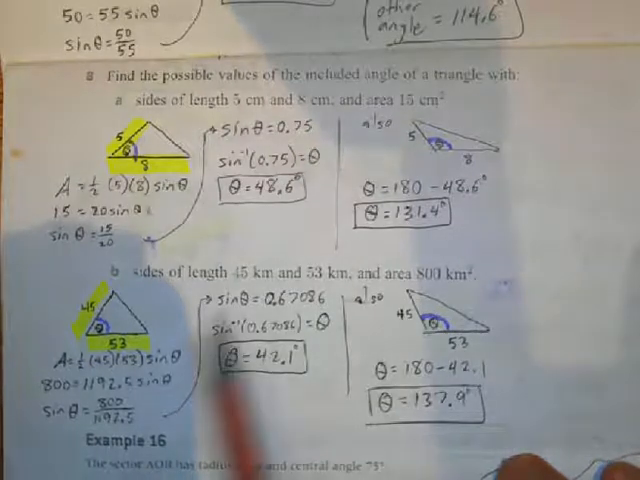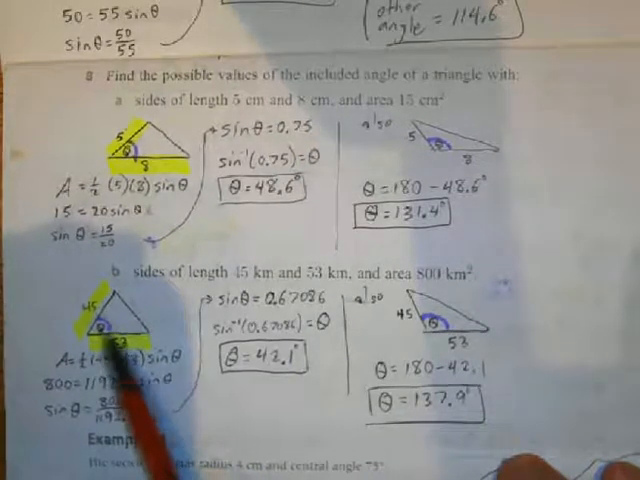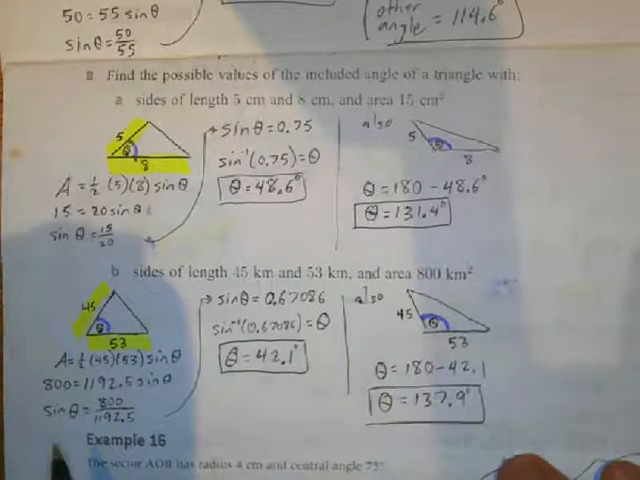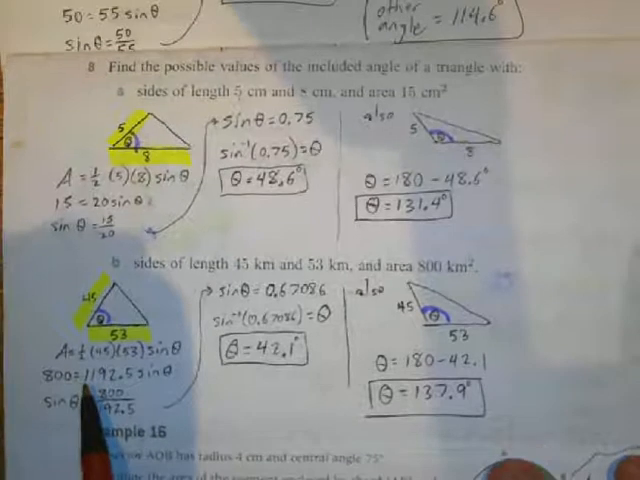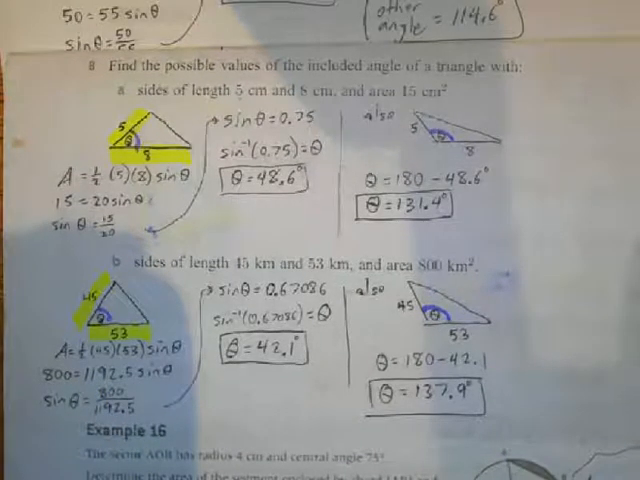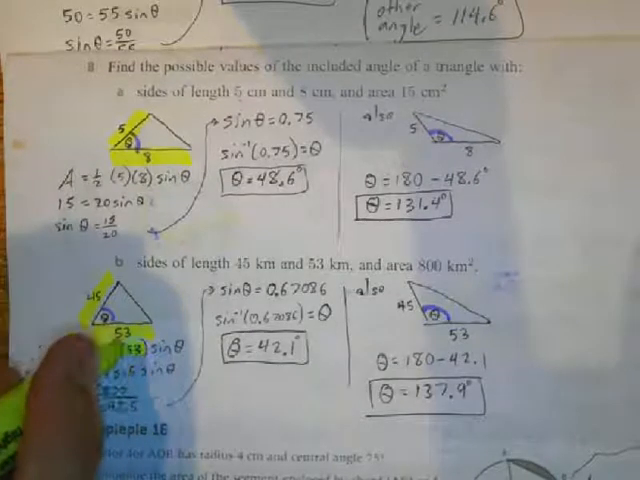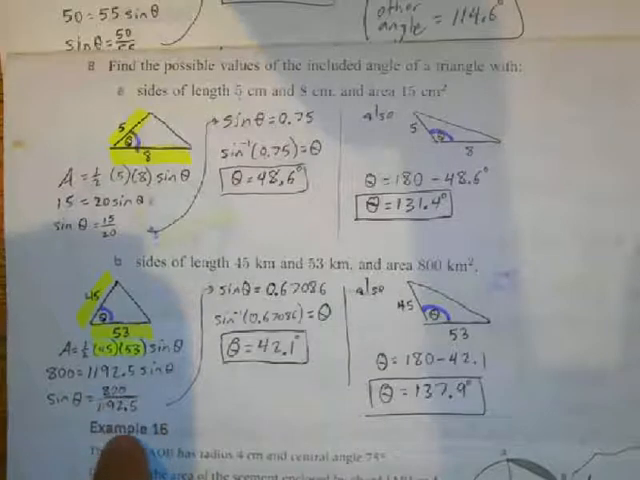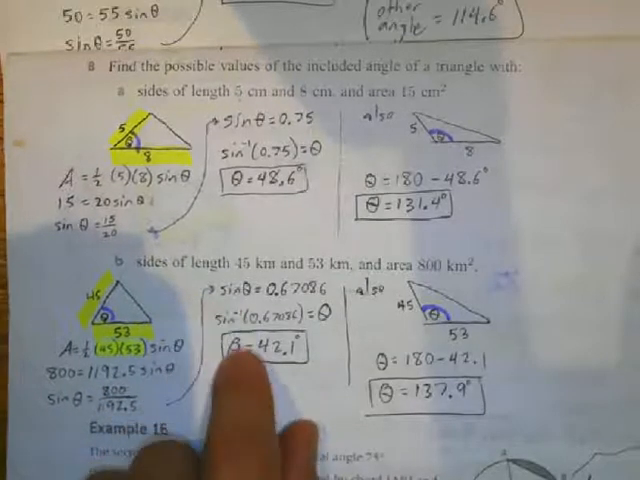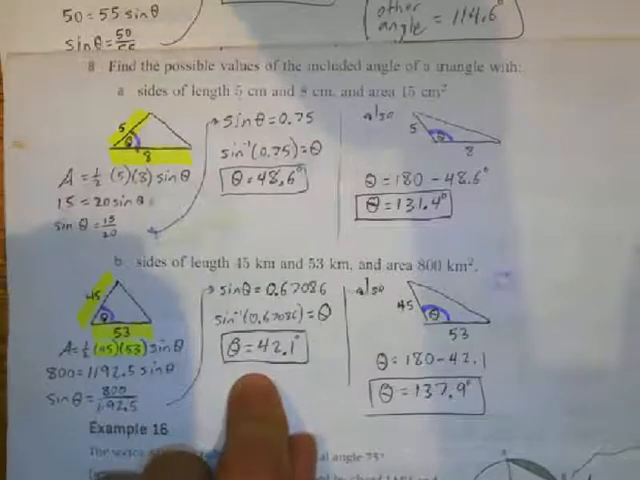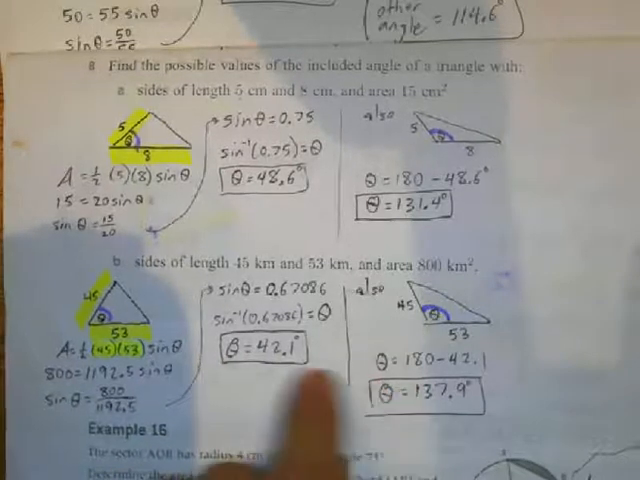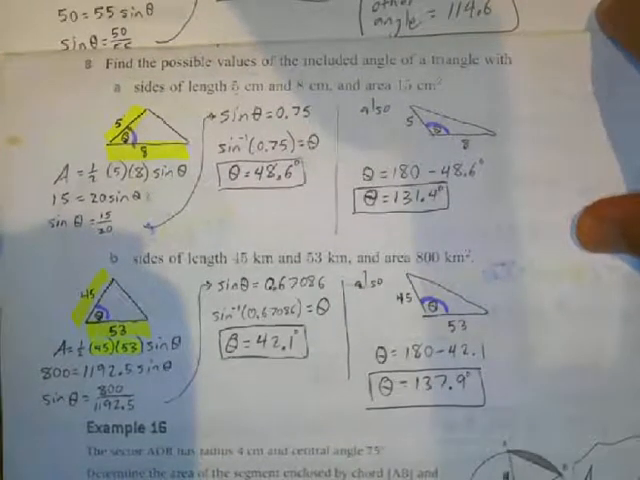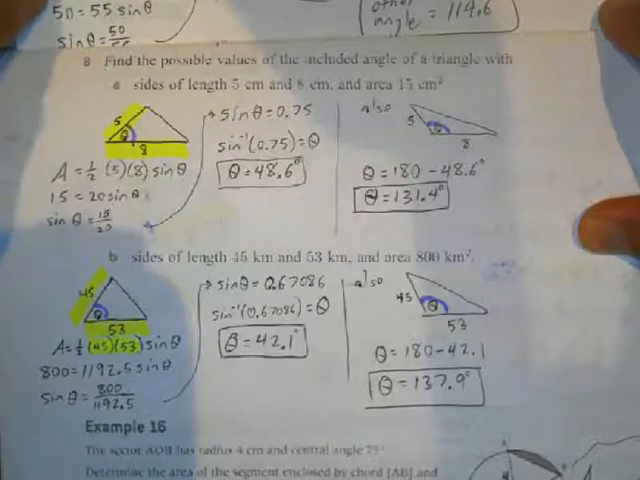Same thing here. You've got 45 and 53, and we want to find this angle. You know the area is 800. I've got my two sides and my area, and then I do second sine of this value and get my angle. Then 180 minus that value gives you the other angle. You might want to hit pause if you need to copy this part down.